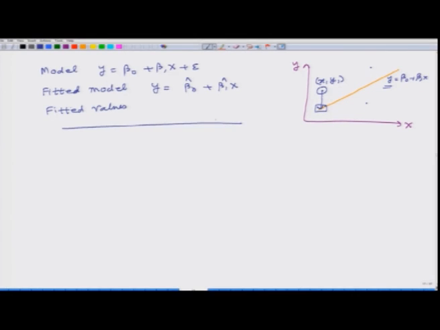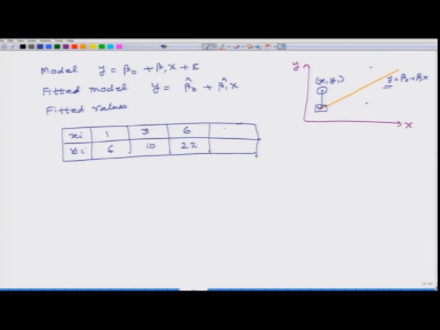Suppose I have a data set with xi and yi, with 4 sets of data. I take xi equal to 1 and I obtain yi equal to 6. I take xi equal to 3 and I obtain yi equal to 10. I take xi equal to 6 and I obtain yi equal to 22, and when I take xi equal to 7, I obtain yi equal to 21.